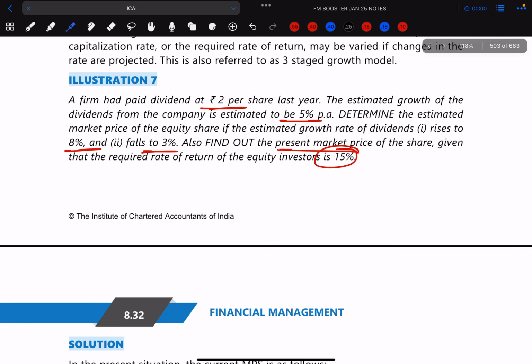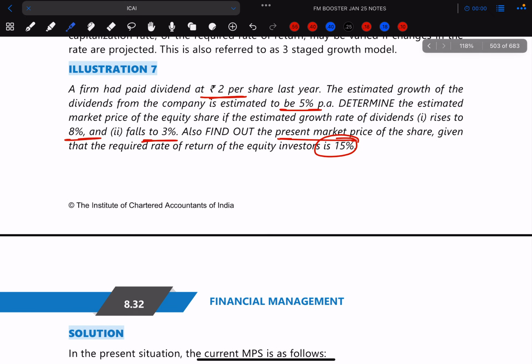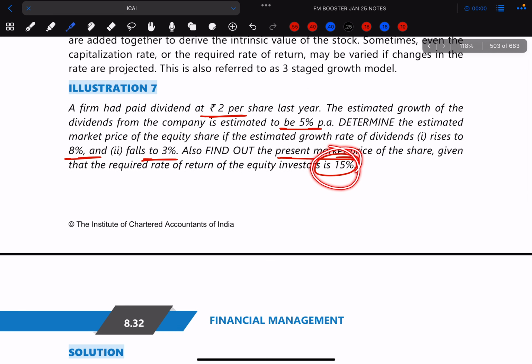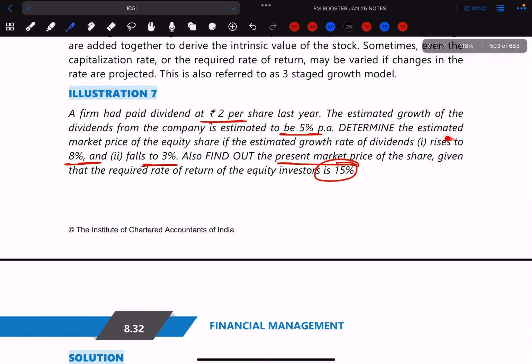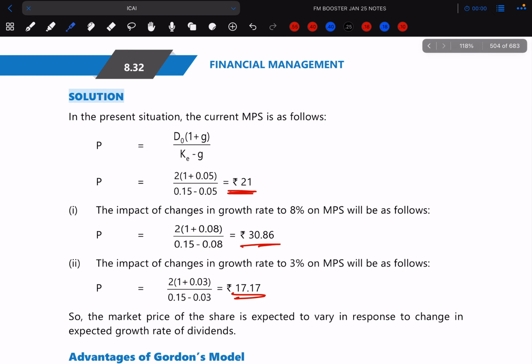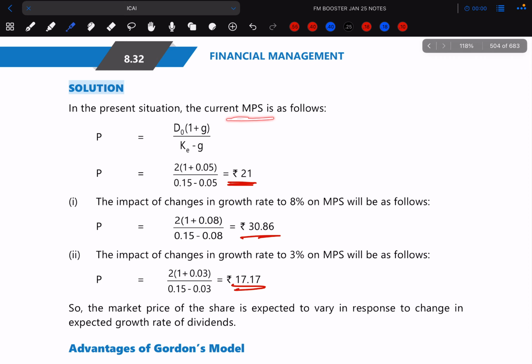Find out the present market price of the share of the given company if it is 15%. And in the first question they say dividend rise by 8% and fall by 3%, and dividend is 5%. Rise to 8%, that is they have increased by 12%, and fall to 3%, that is increased by 2%. Okay, just find out the MPS here. Sorry, first find out the price here by growth.